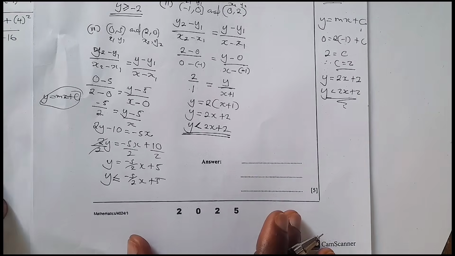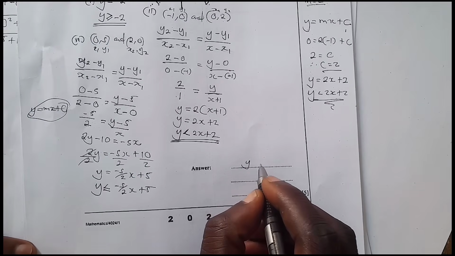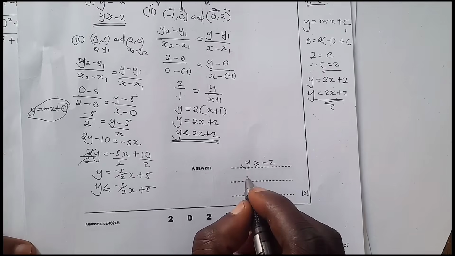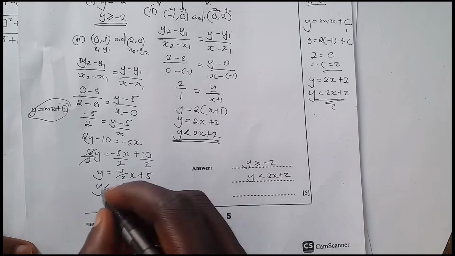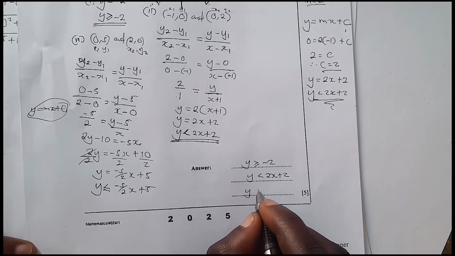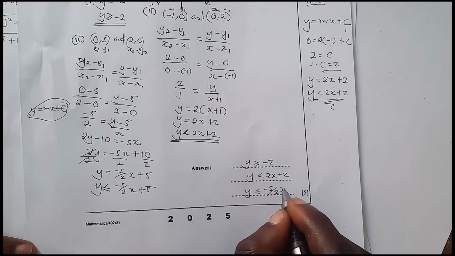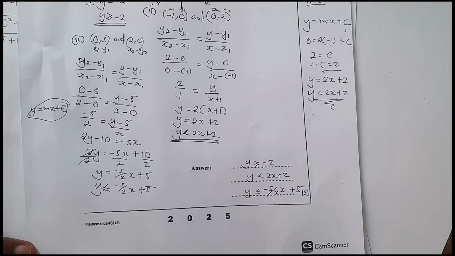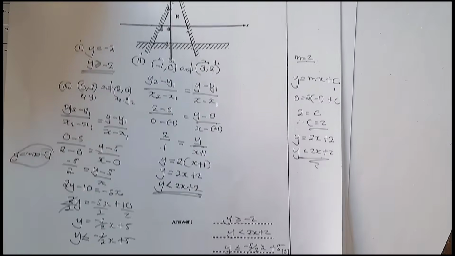Are we together? Then finally, put your answers here. The first answer was y is greater than or equal to -2. The second one is this one. y is less than 2x plus 2. Then the last one is y less than or equal to -5 over 2 x plus 5. Am I right? 5 marks. You are done. So 21, we're just remaining with 2 questions.